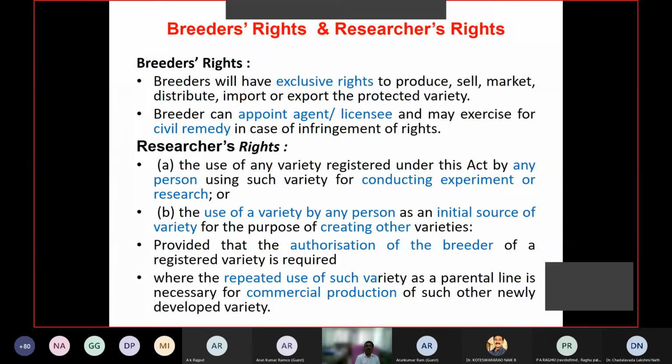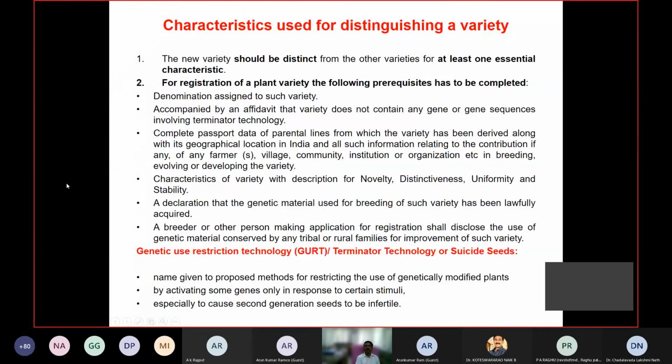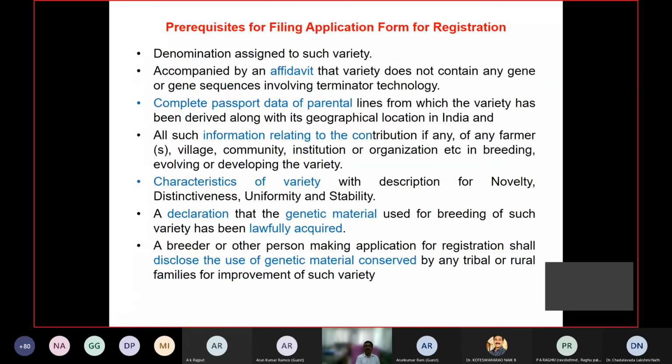Researcher rights have also been recognized under that. Not only breeders and farmers, but any person involved in research, conducting experiments and coming out with new varieties through repeated use of the parent line, can be recognized as a researcher variety. So there are various characteristics. It is a very technical thing, so I'm skipping this.